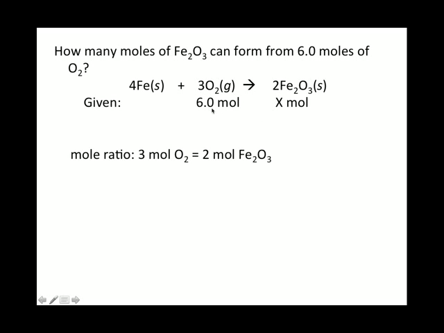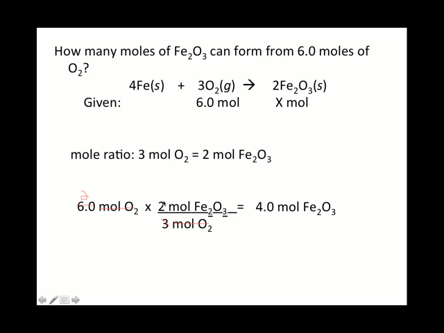Now I'm going to start off with my 6 moles of oxygen for my given information and set up my solution. And you notice that I can cancel out moles of oxygen. That lets me know I've set it up right. I can divide 3 into 6. That would give me 2. And then multiplying across, I get 4 moles for an answer.